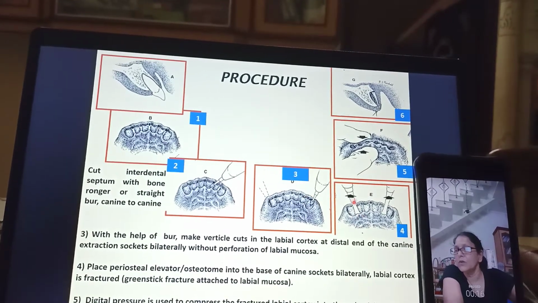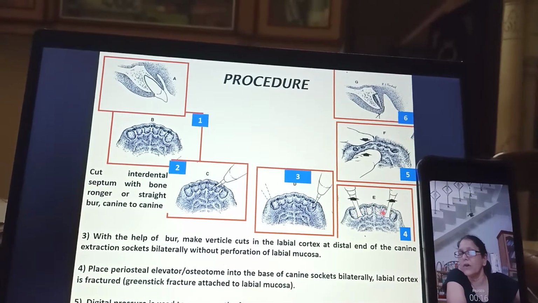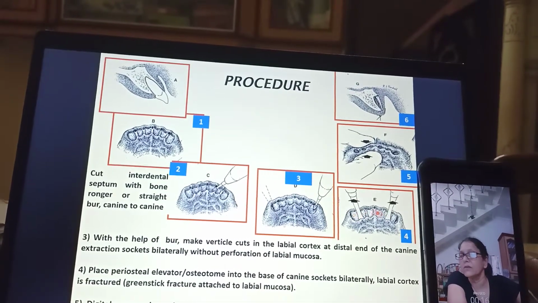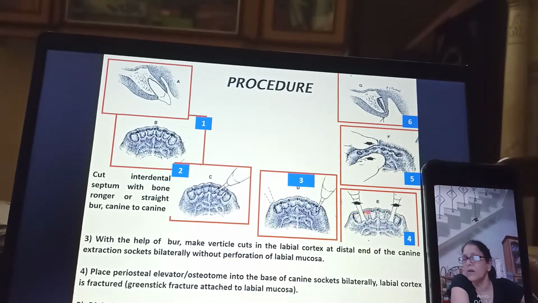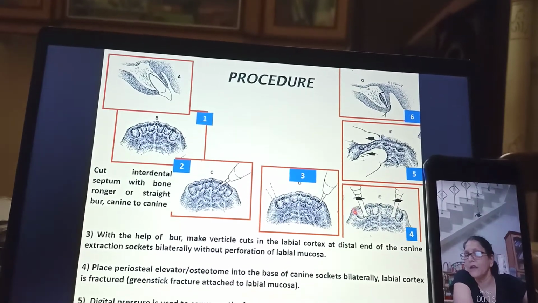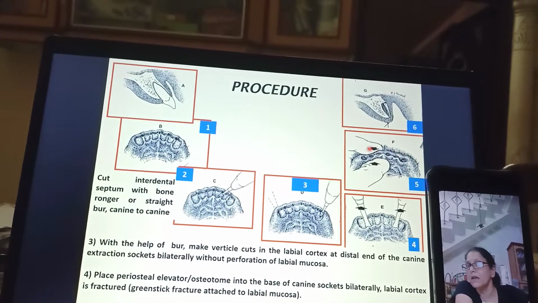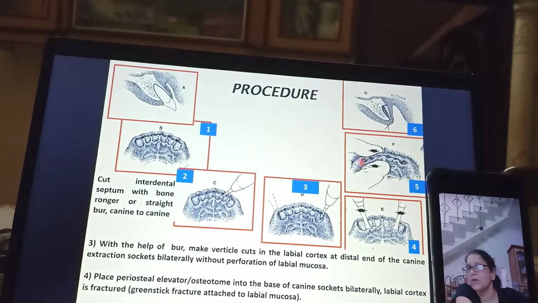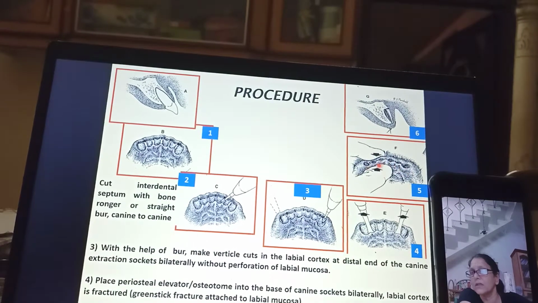Then there are two instruments, which could be either periosteal elevators or chisels, which are inserted in the sockets, and a green stick fracture of the buccal cortical plate is carried out. Once this is done, the fractured buccal plate is compressed digitally towards the palatal aspect.